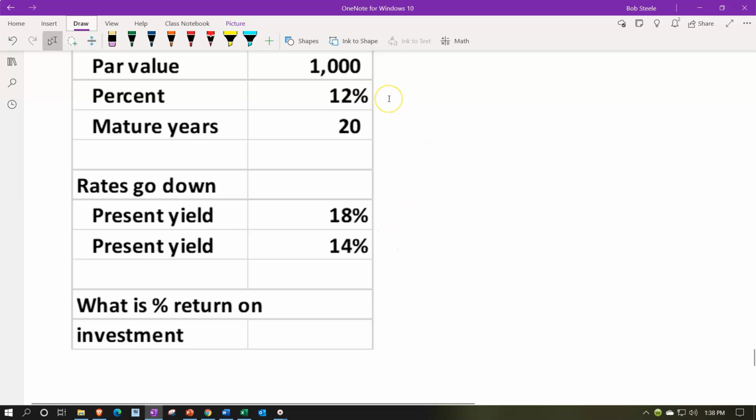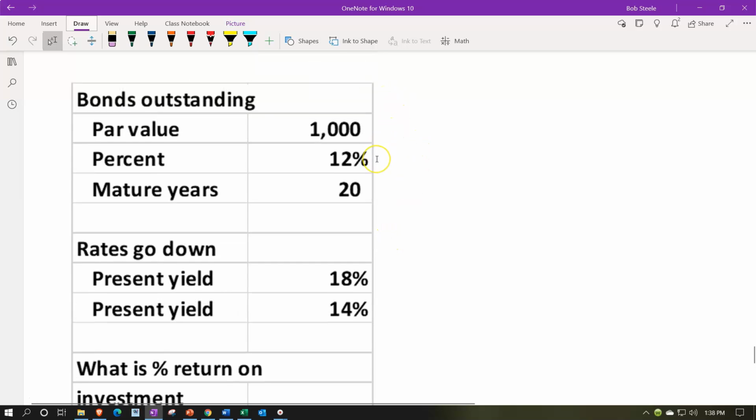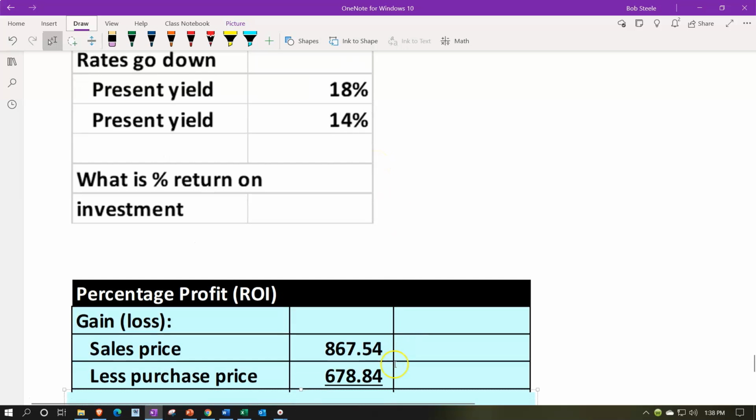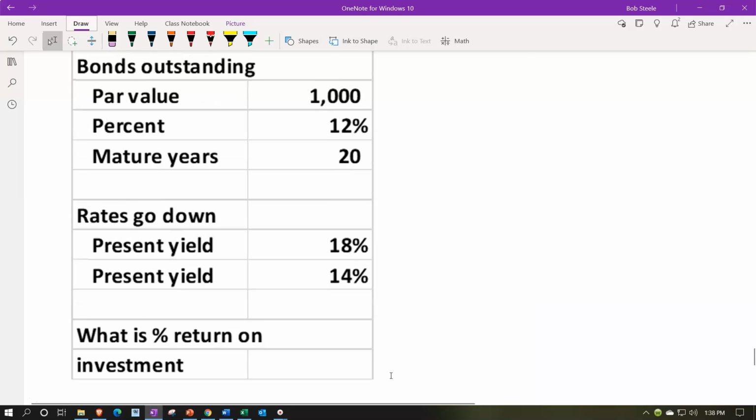That's closer to what it would be on the bond, which was 12. So you would think that we would have to pay a little bit more for it at that point in time. In other words, when I purchased it at 18%, we would be saying, hey, look, I can't purchase your bonds at 1,000 because I can buy other bonds and be getting paid 18%. You're only paying me 12%. So I should get a discount, which is going to be the 678.84 we figured.